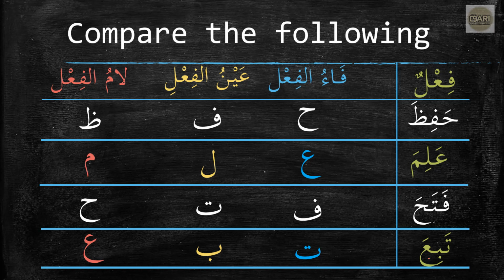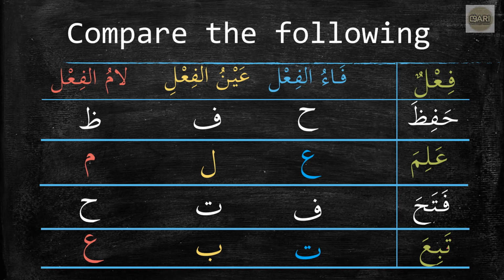All right. So we have several columns here. We have our fi'l, fa, ain, lam. We have fa'ul fi'l, which we said refers to the first letter. Ainul fi'l, which we said refers to the second letter. And lamul fi'l, which we said refers to the third letter.